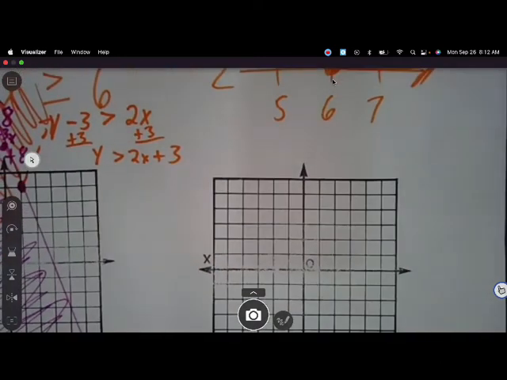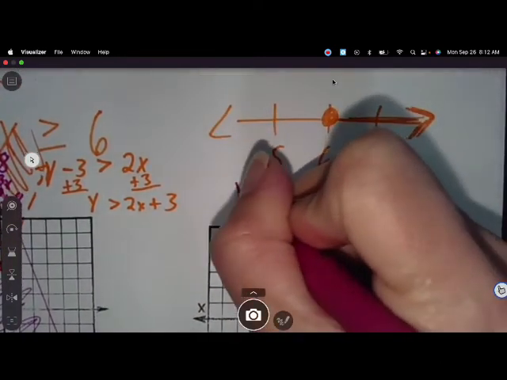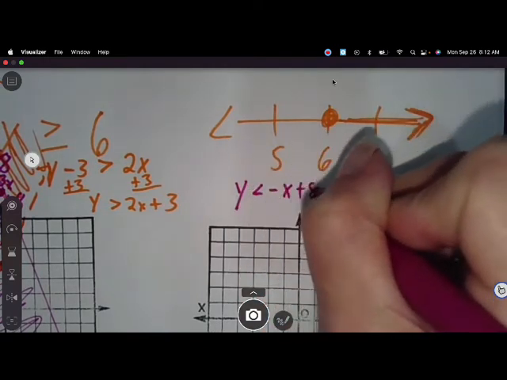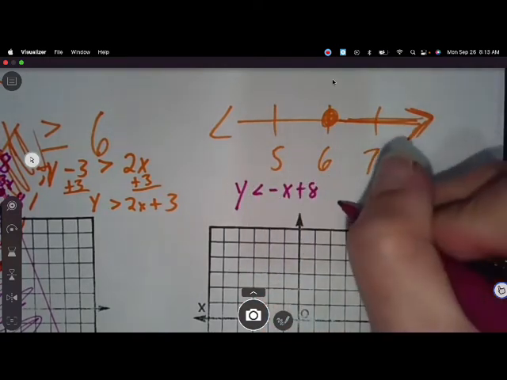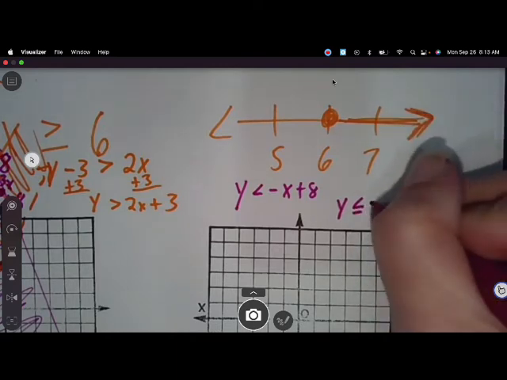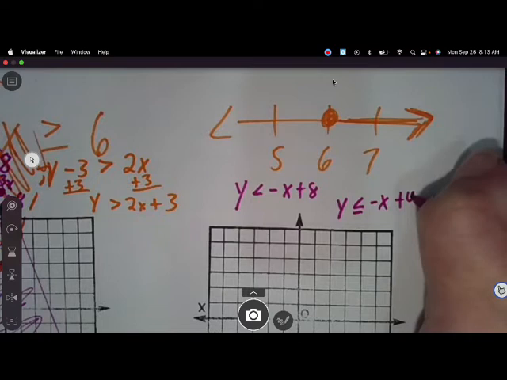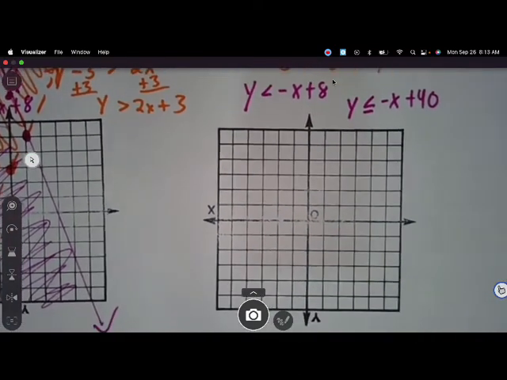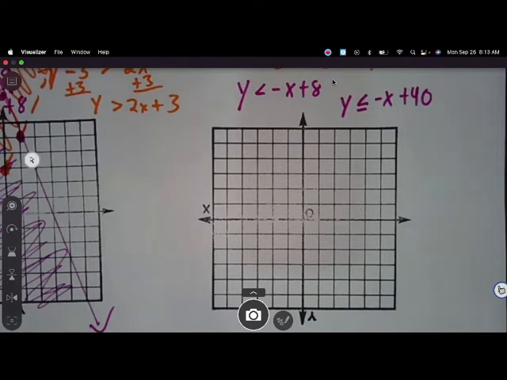So on yours, when you solve for y, you should have y is less than negative x plus 8, and y is less than or equal to, oh my, this one's going to be crazy, negative x plus 40. Is that what y'all got? Yeah. When you graph, I would count by tens, y'all. I would definitely count by 10.